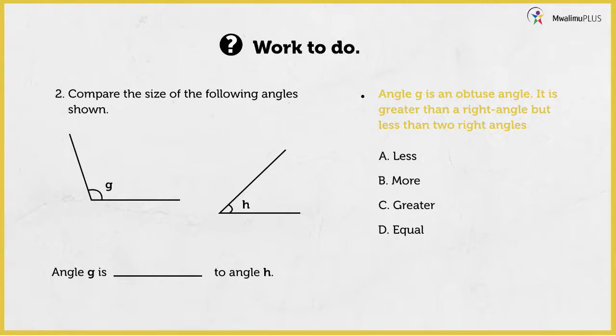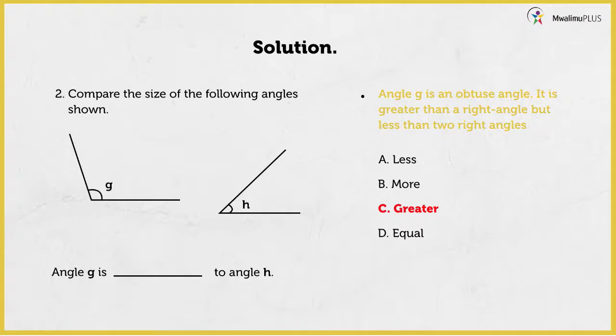So we say that angle G is greater than angle H. So angle G is greater than angle H. So that's how we compare these angles when we are looking at them, because we say that an angle can be either bigger than, lesser than, or smaller than, or equal to.